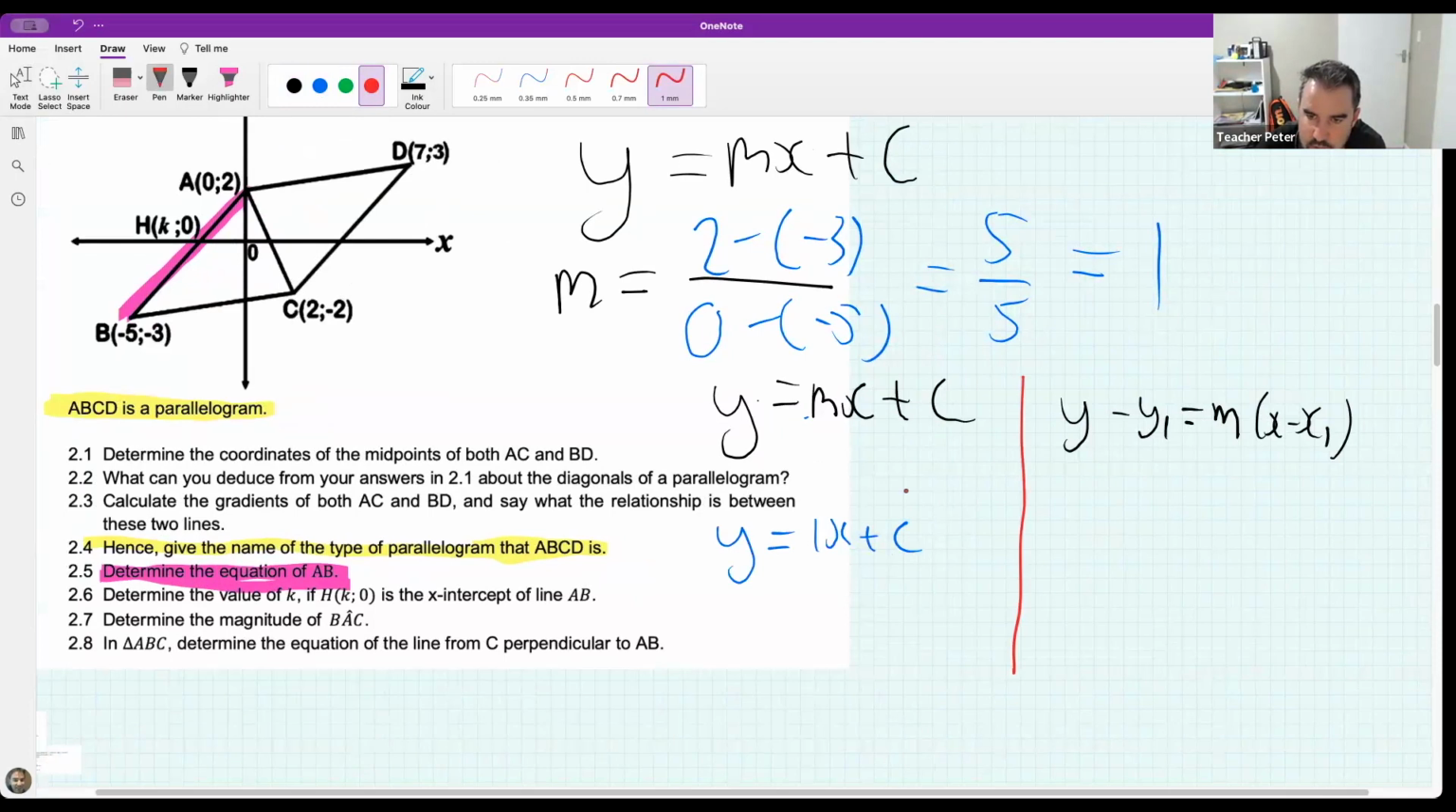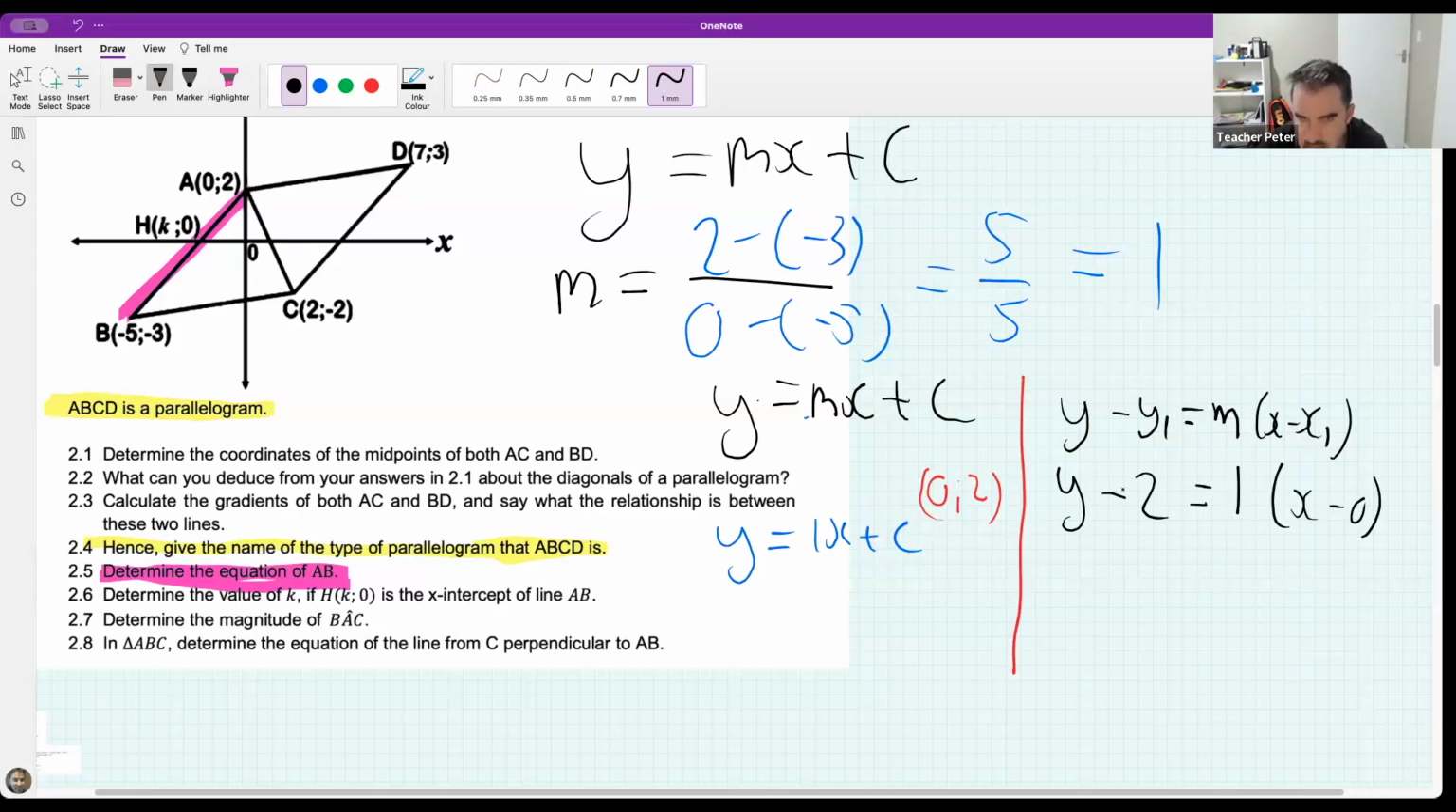So here, I'm going to use the point 0, 2. And I'm going to do the same in this one. So I'm going to go y minus 2 equals 1, x minus 0. Notice how I'm just taking the 0 from here and putting it there, and the green bit from here, and I'm putting it here. This is the x1, y1 in the formula. If I then expand it, x minus 0 is still x. So I get y equals x plus 2. So that would be using the method that you were talking about.